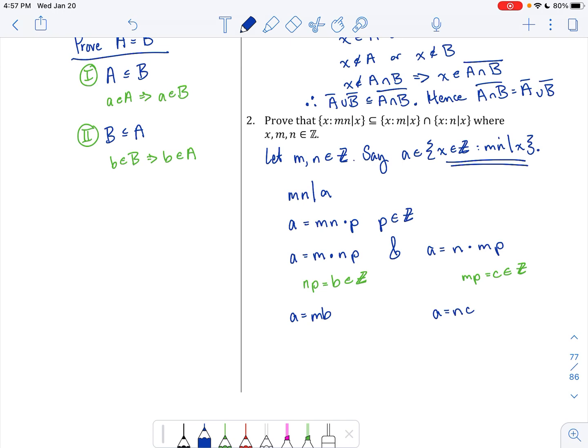So then A is equal to MB and NC, which means that M divides A and N divides A. So therefore, A is an element of both the set where M divides X and the set where N divides X. And that's all we need to show that it's a subset, is that it must be in this first set, and therefore it is also in this last set.